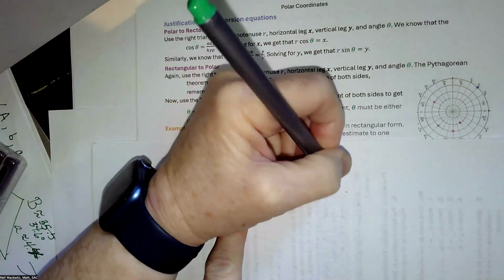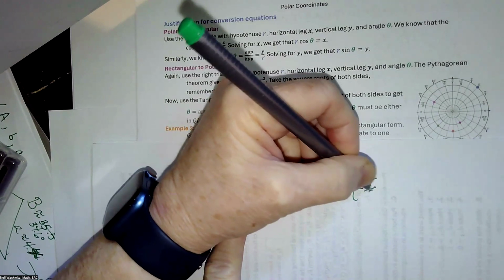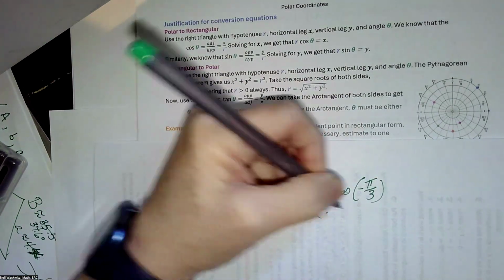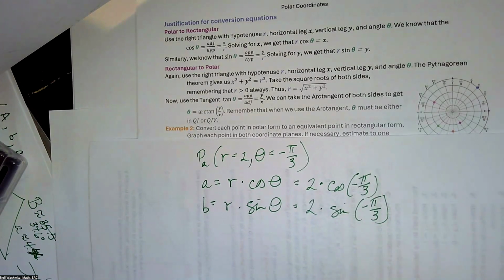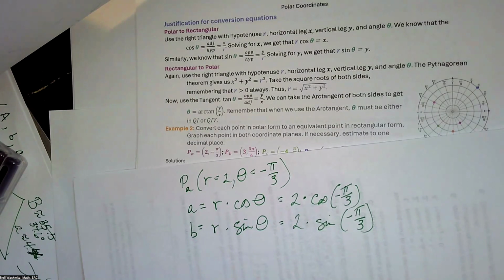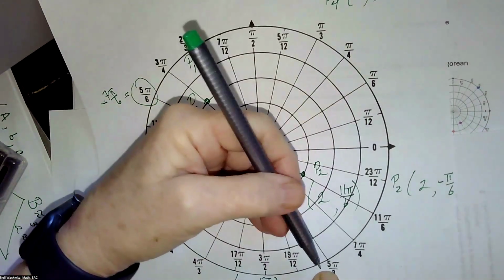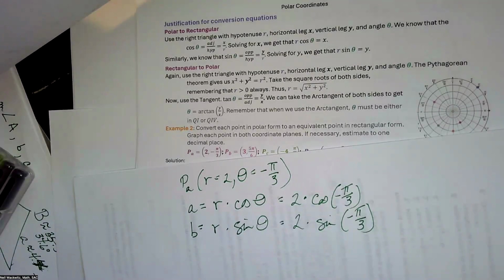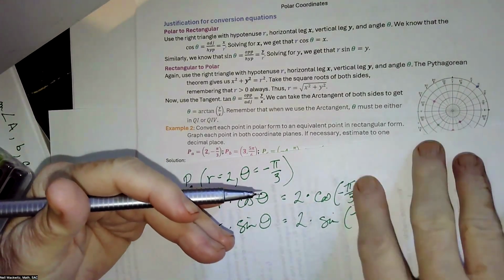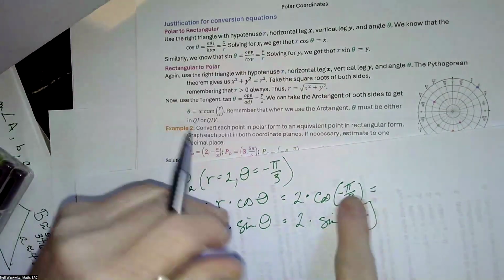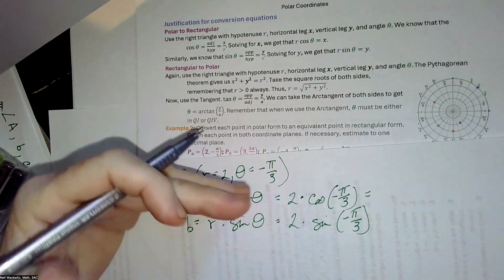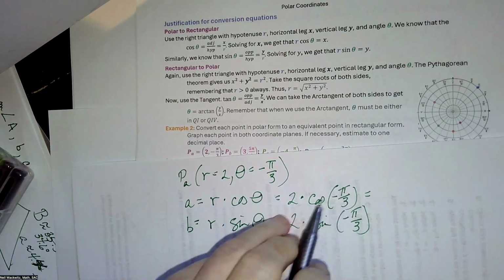So we'll have 2 times the cosine of negative pi over 3, and 2 times the sine of negative pi over 3. Where is the angle negative pi over 3? Which quadrant? The fourth quadrant. Good. And it's right here. So what are the coordinates of that point? That's our sine and cosine. Well, what is the cosine of pi over 3, and what is the sine of pi over 3? And then we'll just have to correct for sign. So what is the cosine of pi over 3?